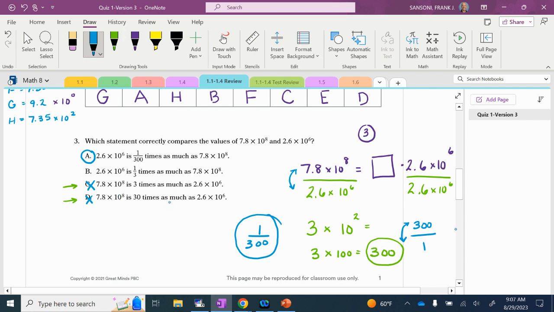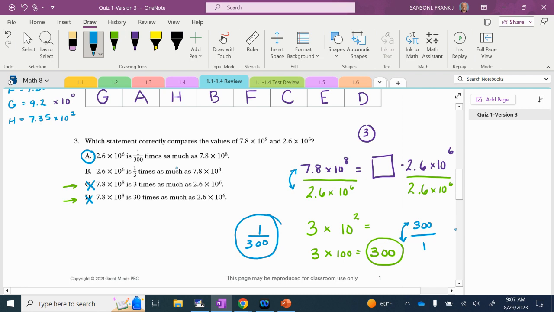This is an all or nothing. Set up your division problem. It's probably easier to go big number over the small number to start, and then just flip it once you get your answer, and then you can work with the two that are going to be small number over the big number. Okay, that is your number three.